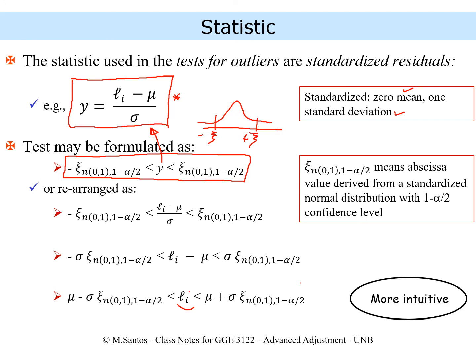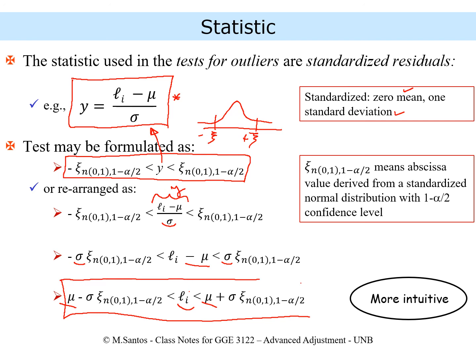So what we have then is, first of all, we replace the statistic. This is statistic y, and we now multiply each term by sigma, and then we add mu to each term. So this is what we could call the statistical statement that we make, and now we are testing if the observation itself lies within this interval.